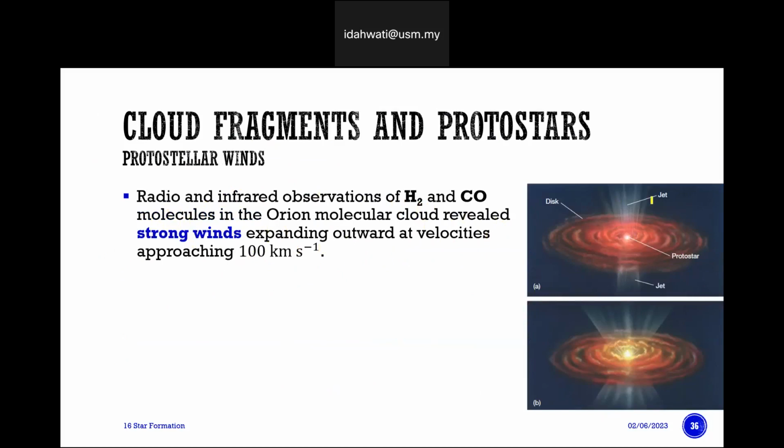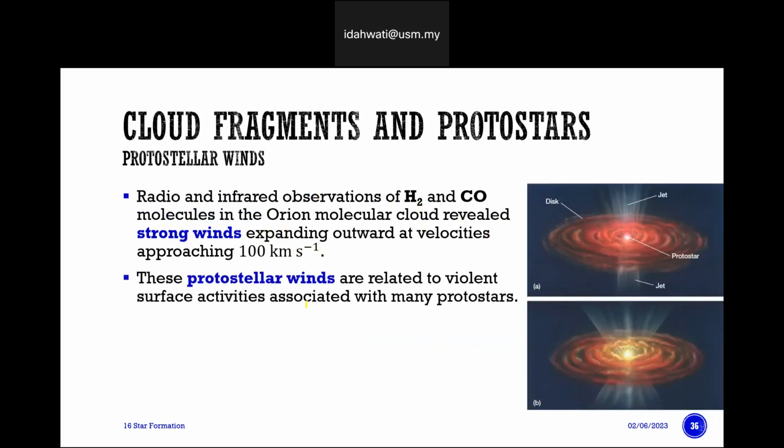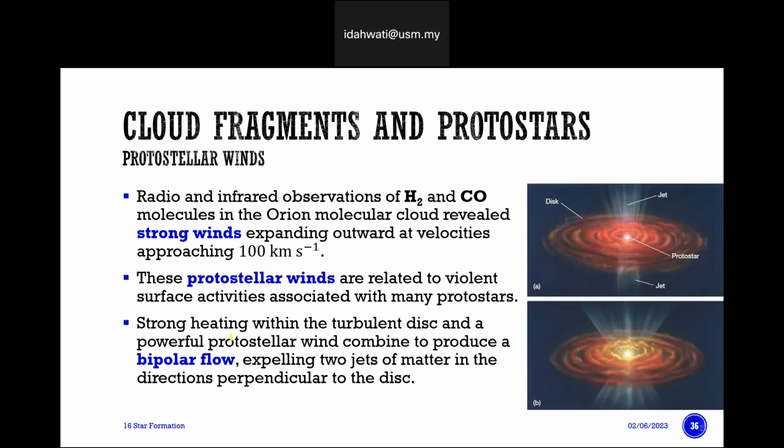Here you can see the strong wind. These protostellar winds are related to the violent surface activities associated with many protostars. The strong heating within the turbulent disk, this is the turbulent disk, and a powerful protostellar wind combine to produce a bipolar flow, meaning in two directions here in this figure, expelling two jets of matter in the direction perpendicular to the disk.